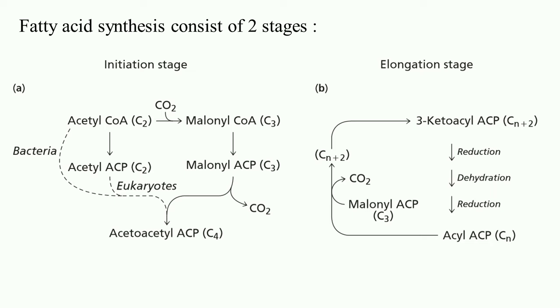In the elongation stage, the acyl group attached to ACP is extended by 2 carbon units donated by malonyl ACP. The product of the initial condensation is modified by two-step reduction reaction and a dehydration reaction to produce a longer acyl ACP. Acyl ACP then serves as the substrate for additional condensation reaction.